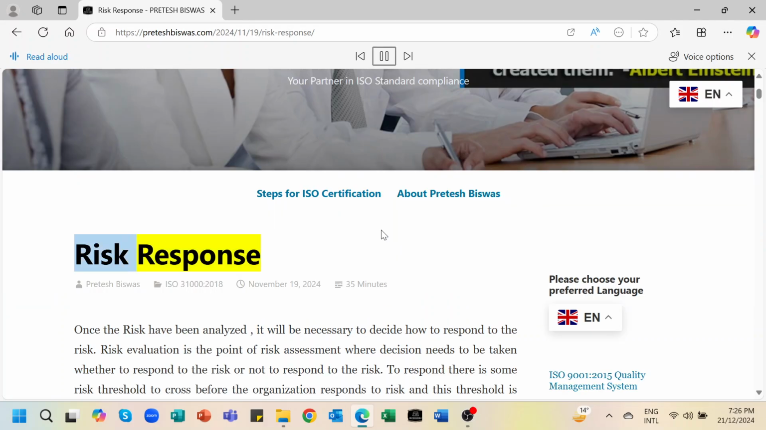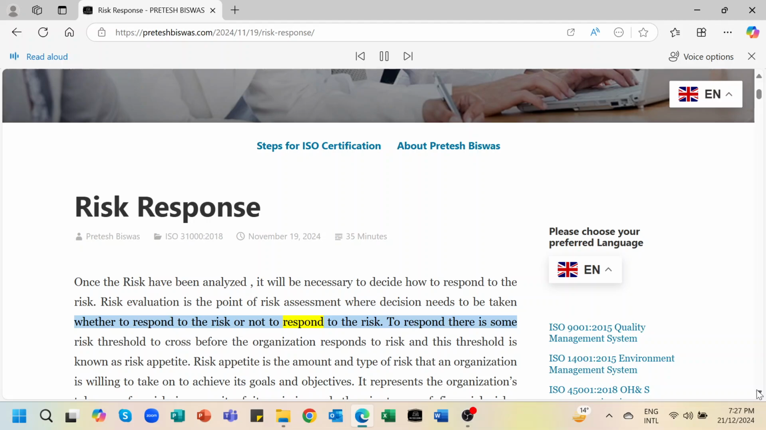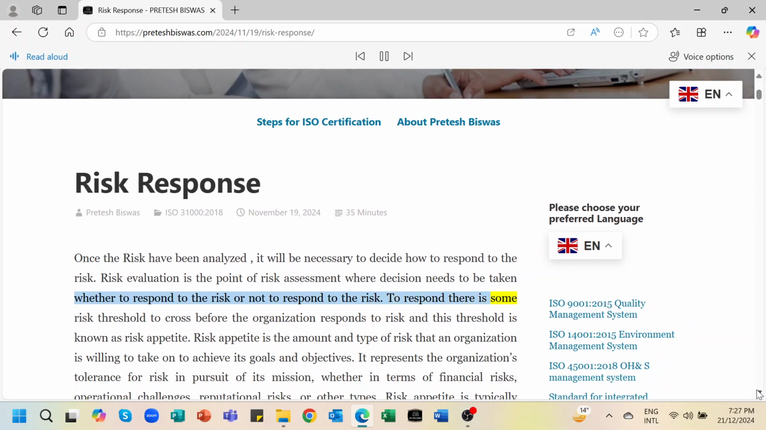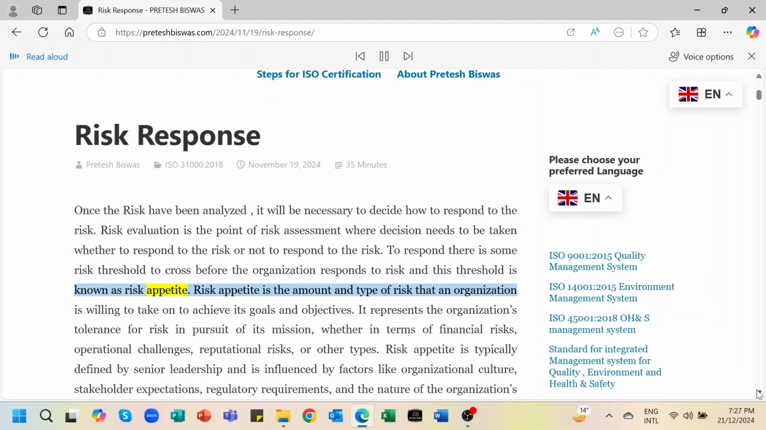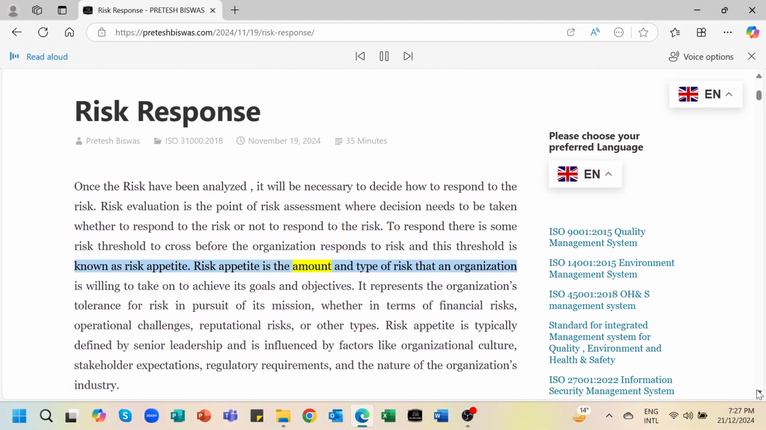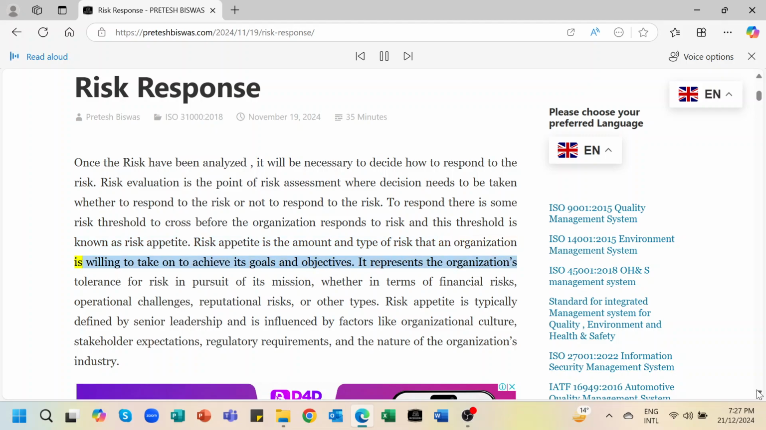Risk response. Once the risks have been analyzed, it will be necessary to decide how to respond to them. Risk evaluation is the point of risk assessment where a decision needs to be taken whether to respond to the risk or not. To respond, there is some risk threshold to cross before the organization responds to risk, and this threshold is known as risk appetite. Risk appetite is the amount and type of risk that an organization is willing to take on to achieve its goals and objectives.